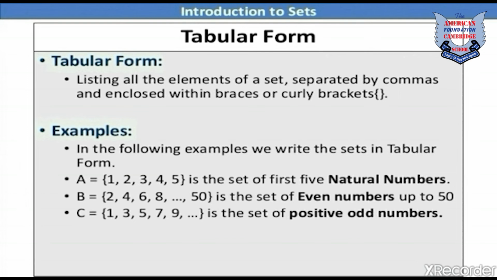Second example is the set of even numbers up to 50. Set B contains 2, 4, 6, 8 till 50, and this set is also written in tabular form. Last example, set C is the set of positive odd numbers which contains 1, 3, 5, 7, 9 and so on. This is also written in tabular form.